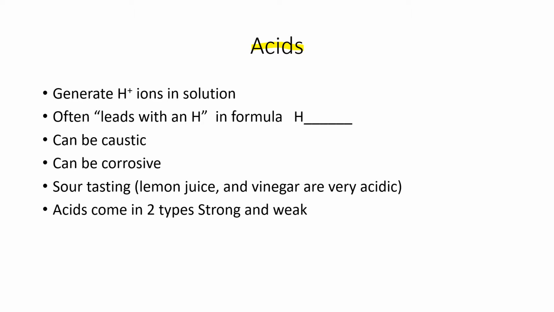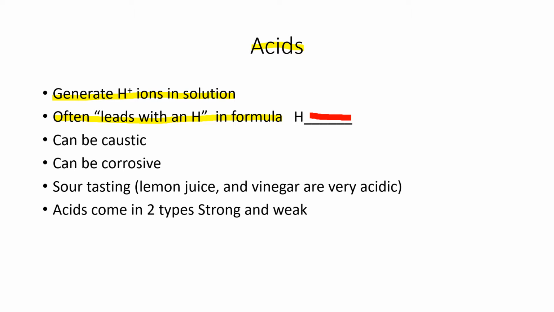And when we talk about acids, what we want to think about is acids are going to generate H plus ions in solution. And we can identify acids a lot of times just by looking at the formula. When we look at the formula for an acid, it'll often lead with an H in the formula. So you'll have H, and then you'll have the rest of the elements that are in that acid. So that's what we mean when we say leads with an H. And when we look at some specific examples of acids, you're going to see that they're all going to lead with an H.